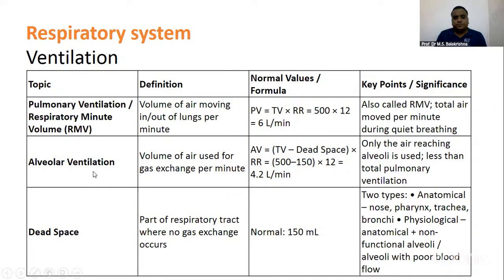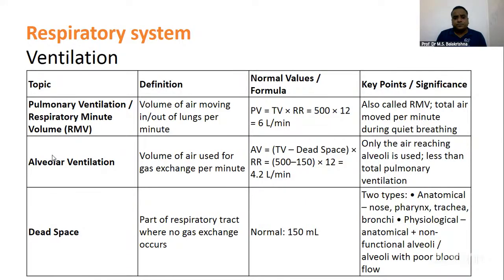And then there is something called dead space. That is that part of the respiratory system where no exchange is taking place. It is there, but it is not available for use in the body. It is just there in the pipes and all. It is not used.